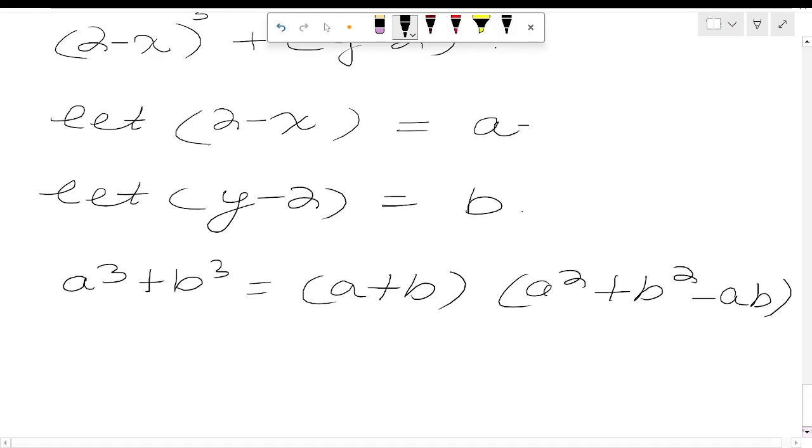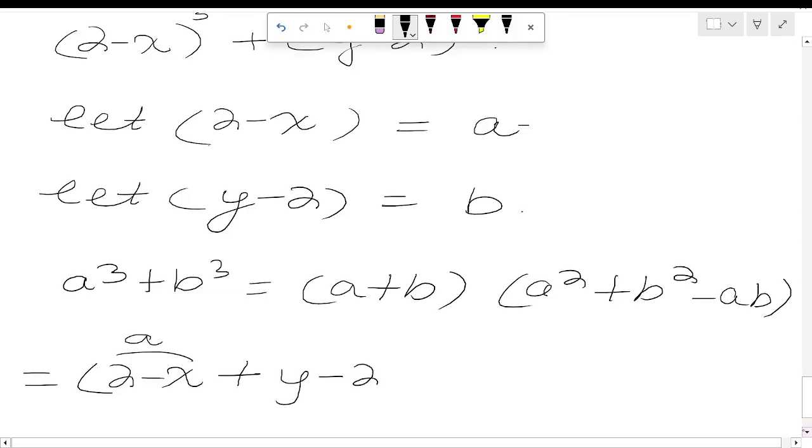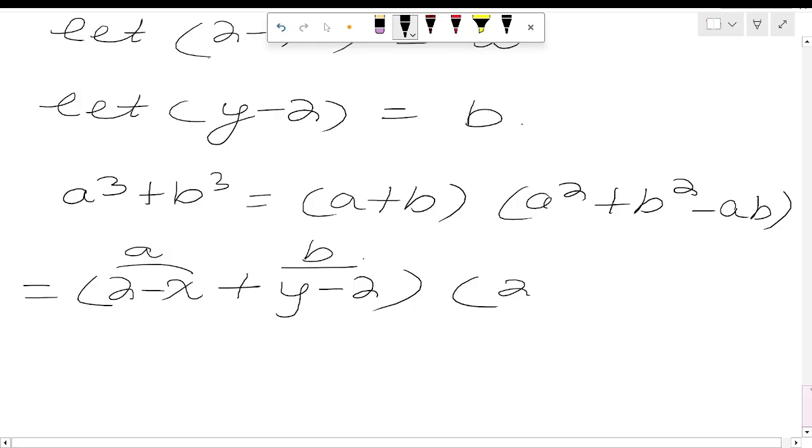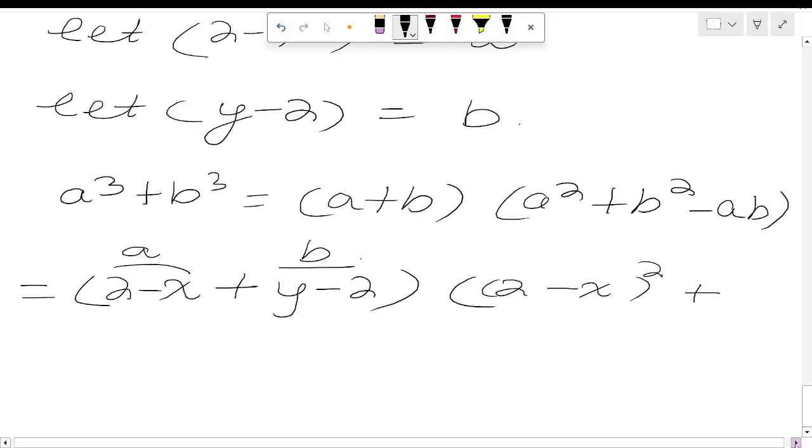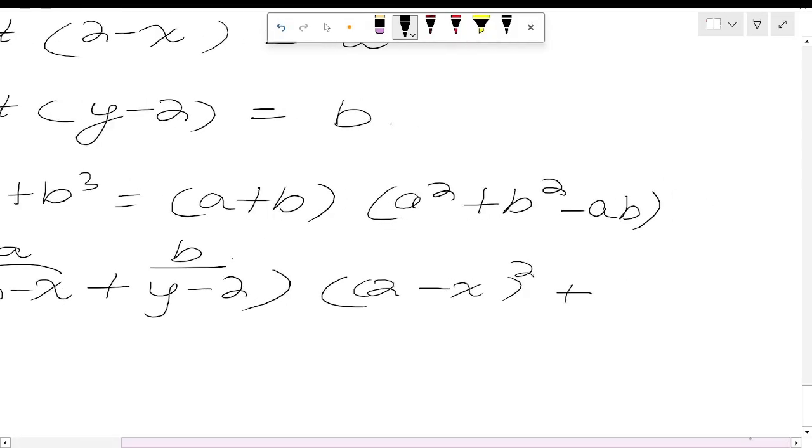So the value of a was 2 minus x. So I'll just write 2 minus x, which is a, being added with b, which is y minus 2. So this is b. Now I'll write a square. So what is a square? That is (2 minus x) whole square. It will be added with b square. Now what is b? b is y minus 2. So I'll just write here (y minus 2) whole square.